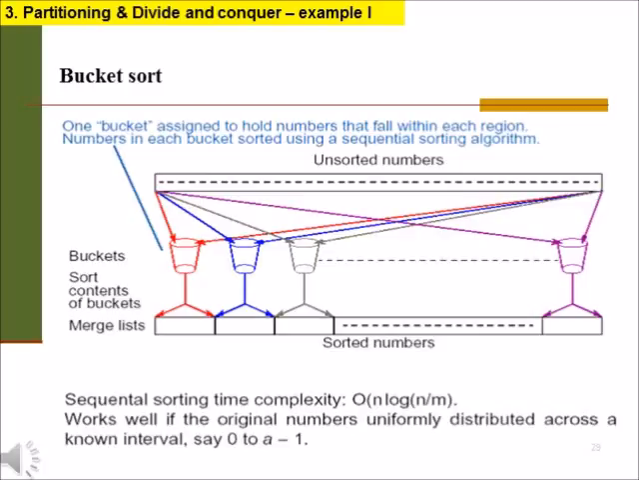This means that if we combine all the actions, the sequential time becomes O(n log (n/m)). If n equals km, where k is a constant, then we get a time complexity of O(n). Note that this is much better than the lower bound for sequential compare and exchange sorting algorithms. However, it only applies when the numbers are uniformly distributed.